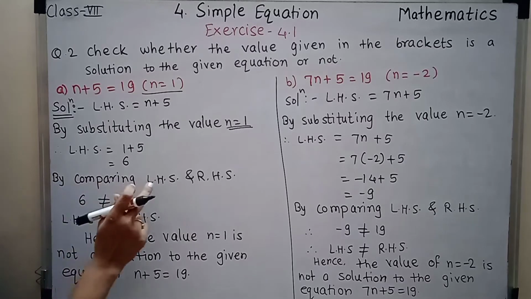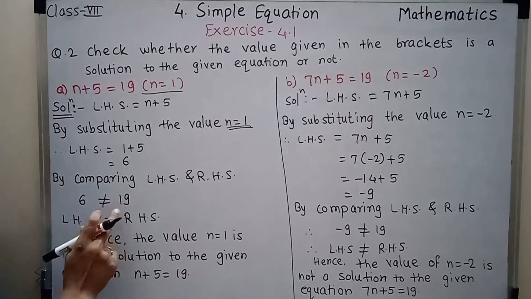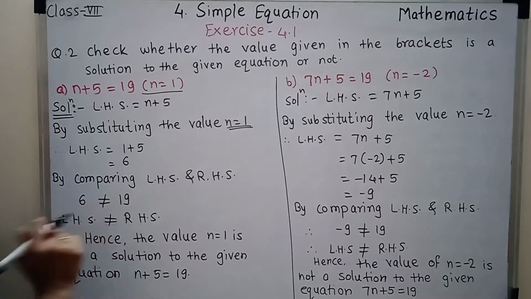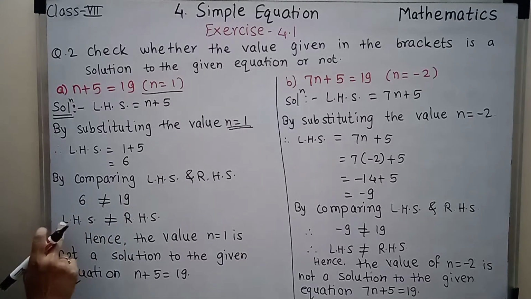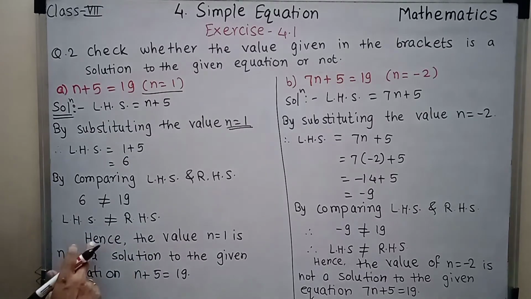So by comparing LHS and RHS, so 6 equal to 19 है क्या, नहीं. So 6 is not equals to 19 and hence what do we get, LHS is not equals to RHS. So LHS are not equal to RHS, so hence the value n equal to 1 is not a solution to the given equation n plus 5 equal to 19. Okay, so this question may be asked for the 2 marks.